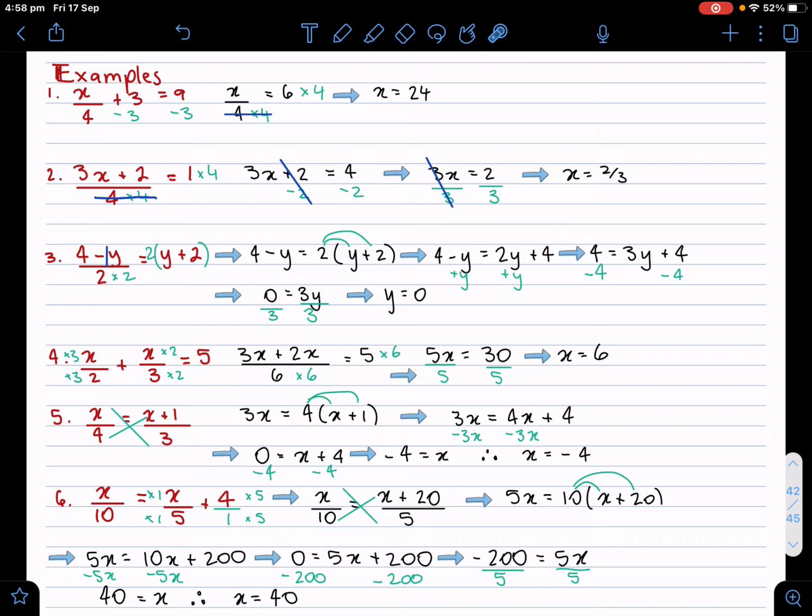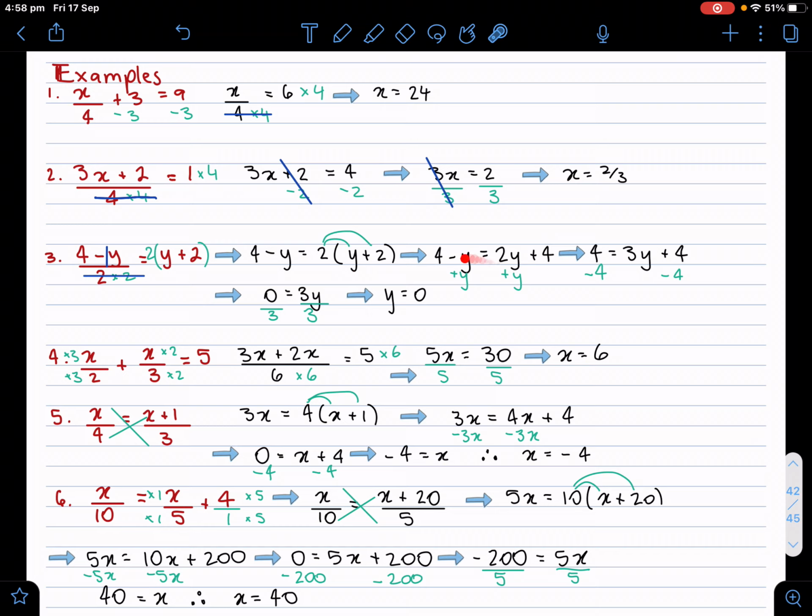So now that that's eliminated, I'm left with 4 minus y equals 2 times y plus 2. So I need to expand these brackets. Remember, if there's brackets within an equation, it's so much easier to do the equation if you just expand those brackets to begin with. So once I expand the brackets, I get to that.